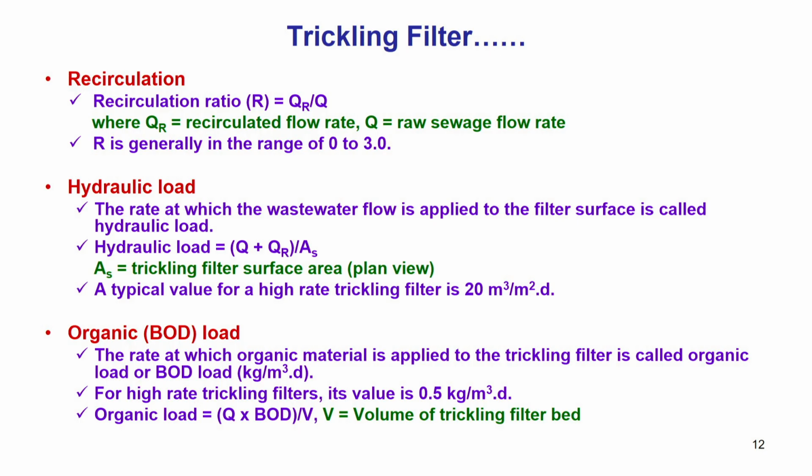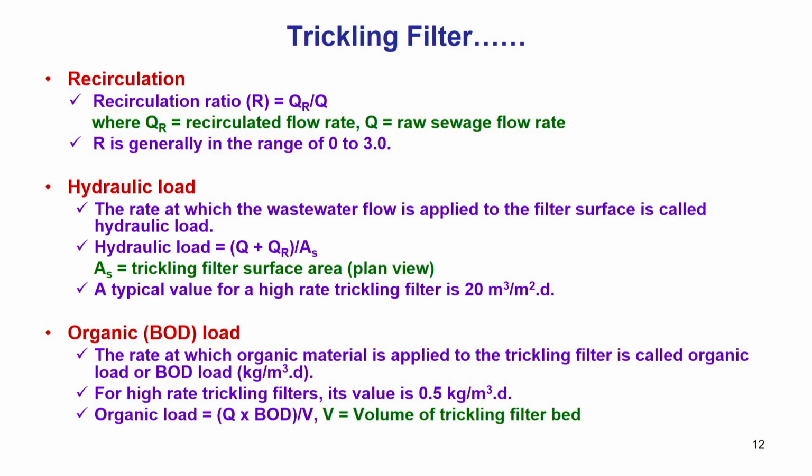Then there is hydraulic load, the rate at which the wastewater flow is applied to the filter surface, and it is expressed as Q plus QR over AS. Please note, this hydraulic load includes the recirculated flow rate also. So this is the total flow rate Q plus QR that is taken here. AS is the trickling filter surface area. It is circular in nature, so it is given as pi by 4 D square, where D is the diameter of the trickling filter. A typical value for a high rate trickling filter is 20 meter cube per meter square per day.